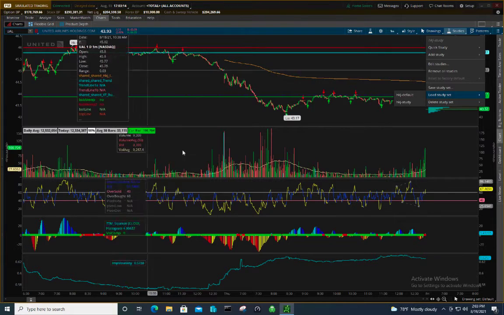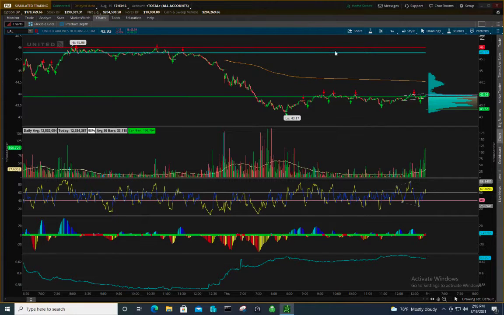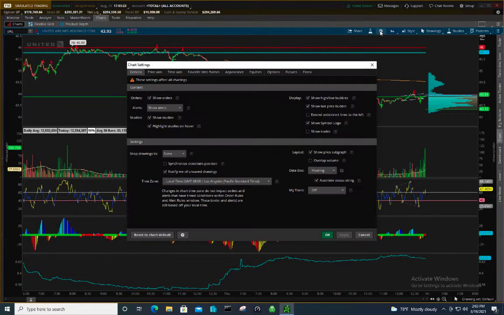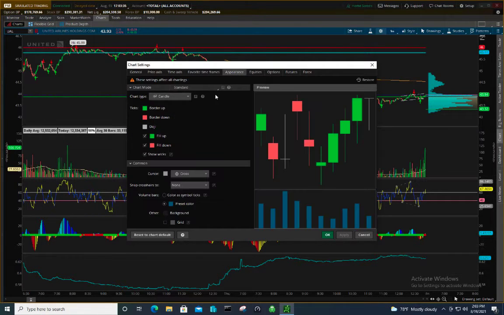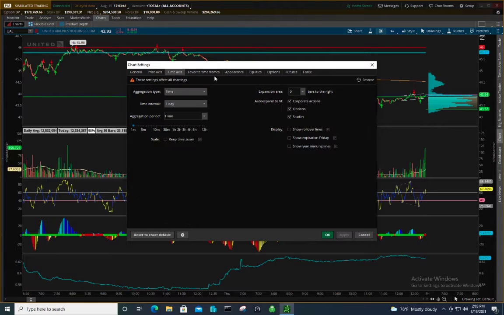So this is what your graph looks like. You can further modify it under this section, chart settings. So the things that I have here, you can copy these. Basically I remove the background grids. Then there are certain things for options. For appearances, I use candle. I check to fill it up. Then for time axis, this is what I pick.